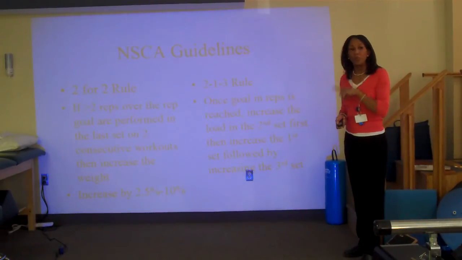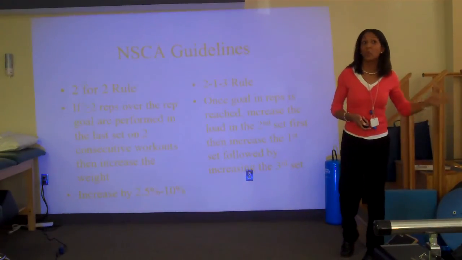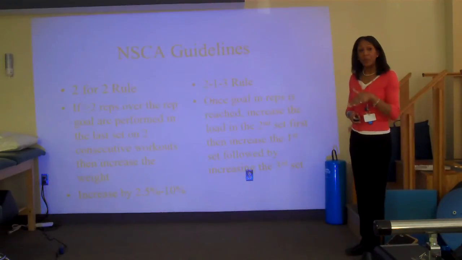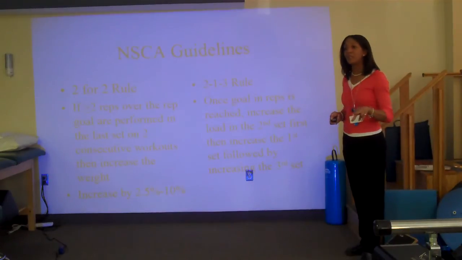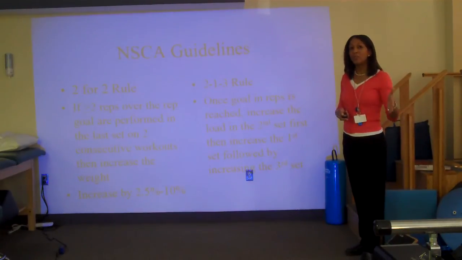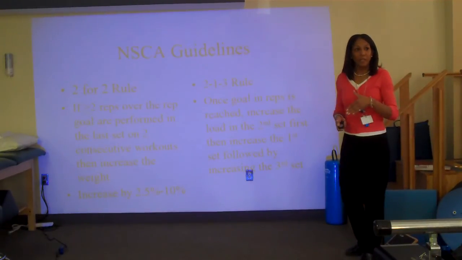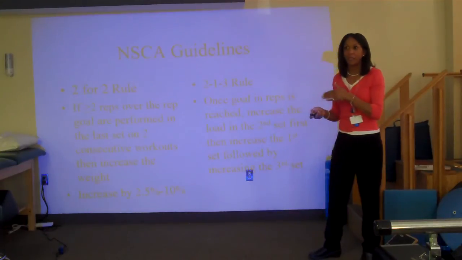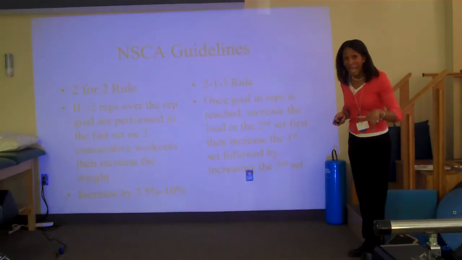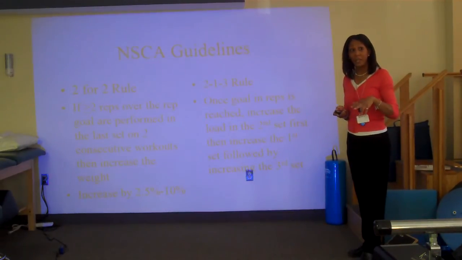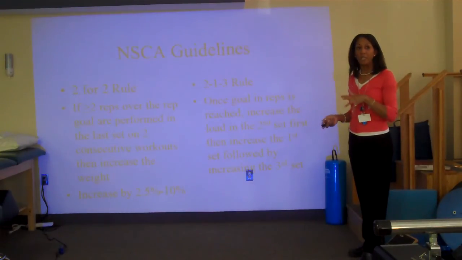If they can do 2 reps beyond the goal, say your goal was 10, but now they can do 12, 13, 14, okay? That's performed in the very last set on 2 consecutive workouts, then you know the resistance is ready to be increased. So if they do, say, 5 pounds shoulder flexion, just because they come in for the next treatment, you don't just jump to 7 or 8 pounds, the next dumbbell. They need to be able to do 2 reps beyond your goal in the last set, that last set being that 3rd set at least, on 2 consecutive workouts. Then you're going to increase that weight by 2.5 to 10%.